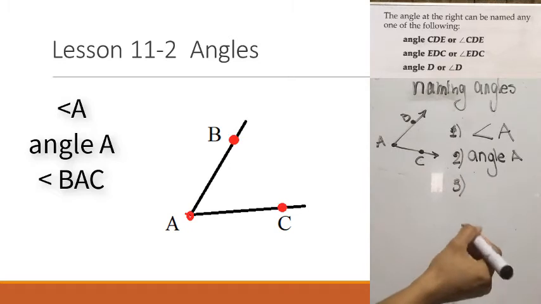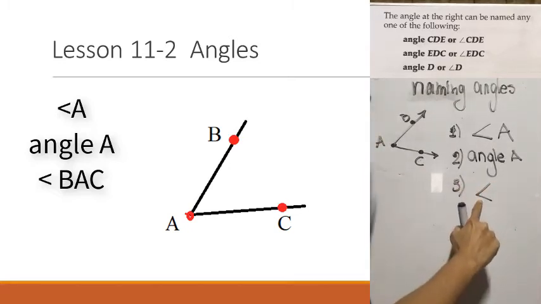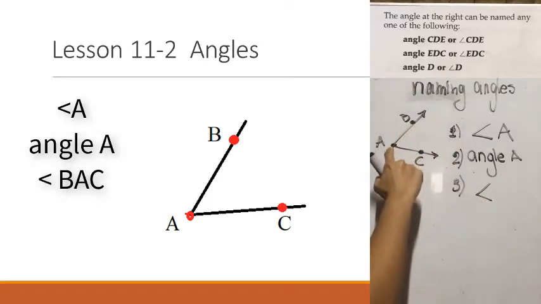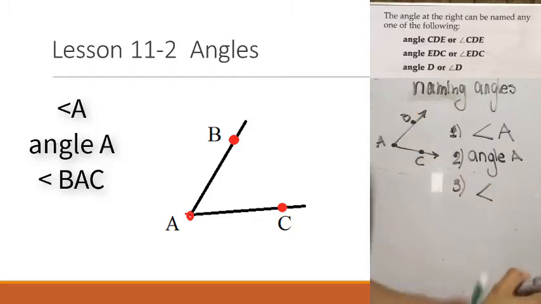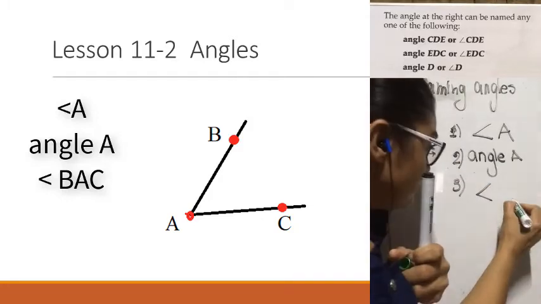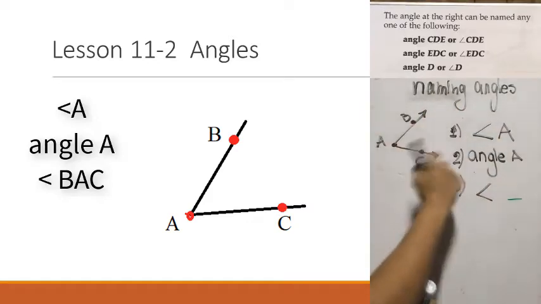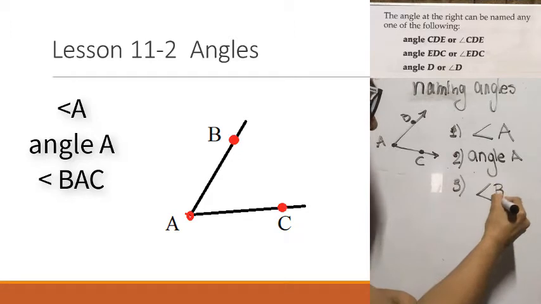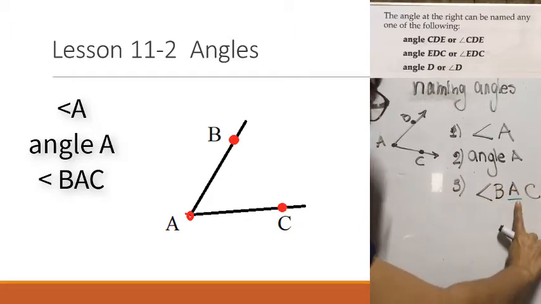Remember, in this case you have to write this symbol, which means angle, and use the points that make up the angle. Remember something: the vertex is always in the middle. You need to use the three letters. In this case, angle BAC. The vertex is always in the middle.